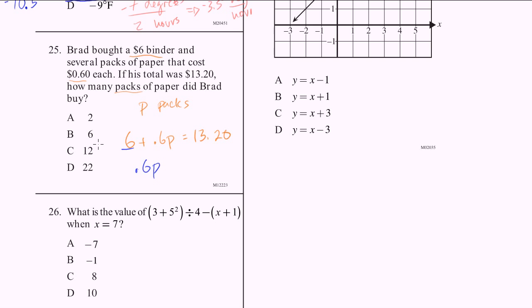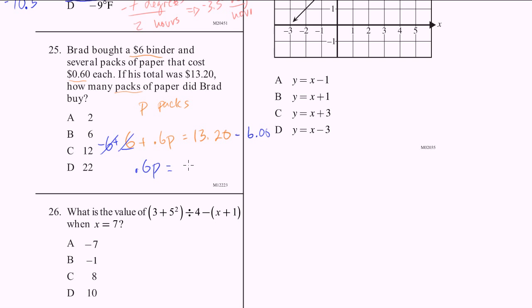0.6p. Maybe I'll write it like this. Minus 6 plus there, and then minus 6 right there. Just to show you I'm doing the same thing to both sides of this equation. This minus 6 and that positive 6 cancel out. And so you're just left with 0.6p on the left-hand side is going to be equal to 13.2, or $13.20 minus $6. You can write it that way if you like.